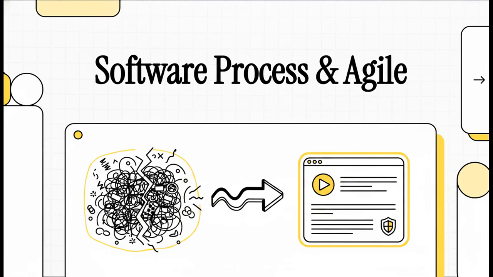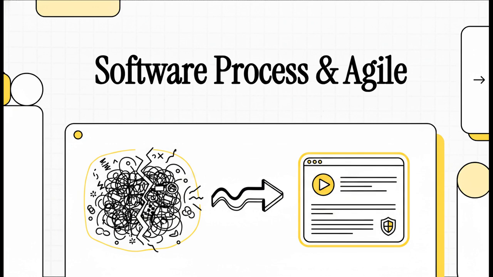So, have you ever actually stopped to wonder how a chaotic, messy jumble of code somehow becomes a reliable, polished piece of software? You know, the kind that millions of people can use all at once without the whole thing just crashing to the ground. Well, I can tell you for sure that doesn't happen by accident.